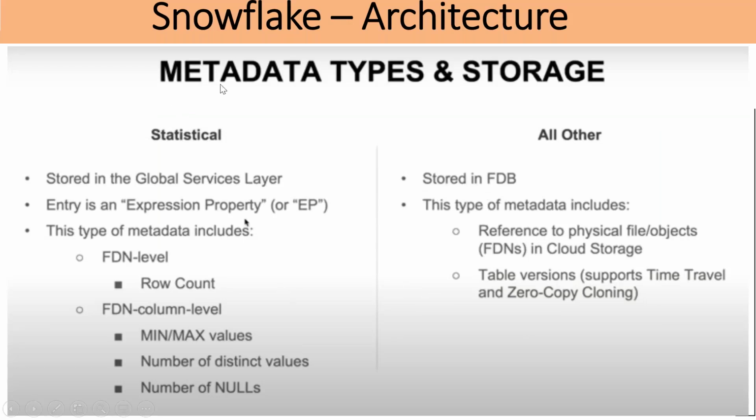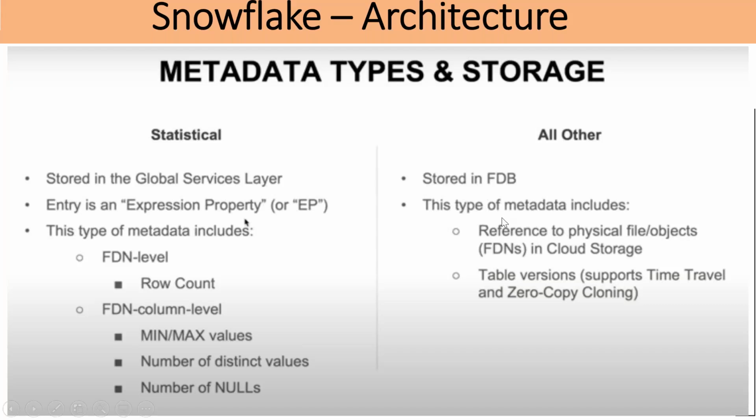So, what kind of metadata, and where is it stored? First part, statistical metadata is stored in the global services layer. The metadata that we are talking about, the row level, table level, all this data is stored in the metadata layer. And you have the table related files: what kind of files, what is the size of the file, where is it stored. This is stored in another open source database called FoundationDB. FDB is FoundationDB. FoundationDB is very fast in retrieval, it's open source, and you can also use it for any other purposes. So they use FoundationDB to retrieve the data.